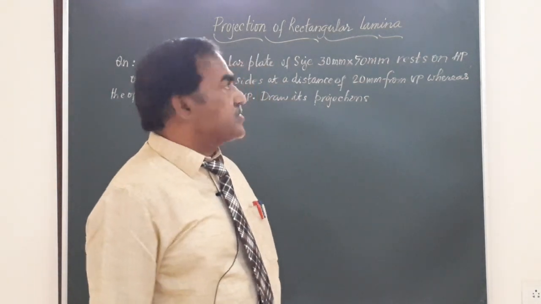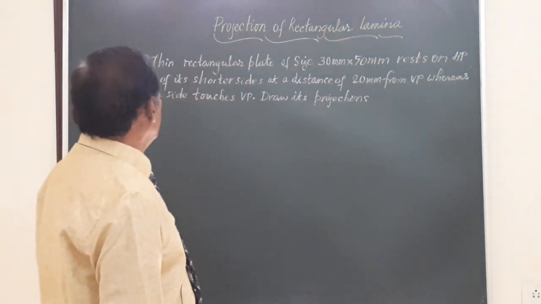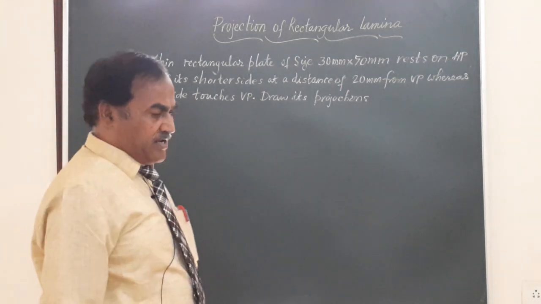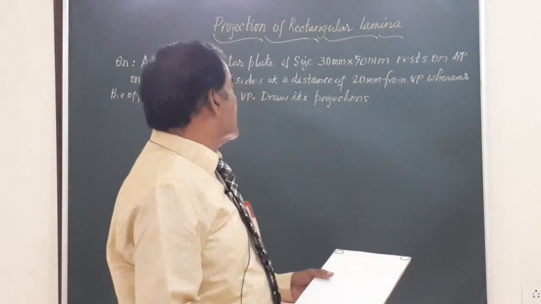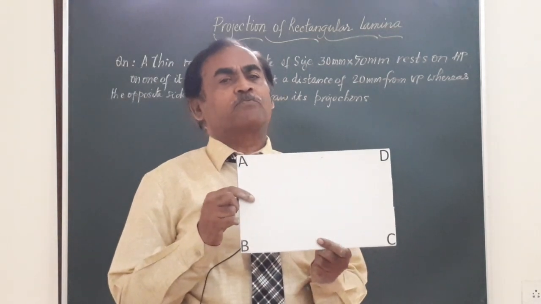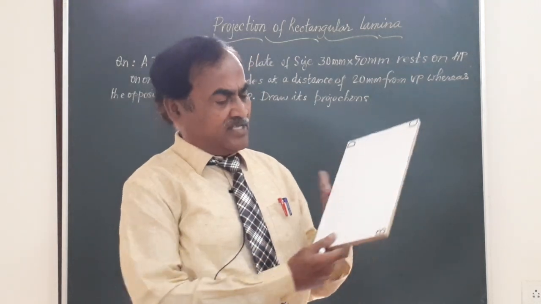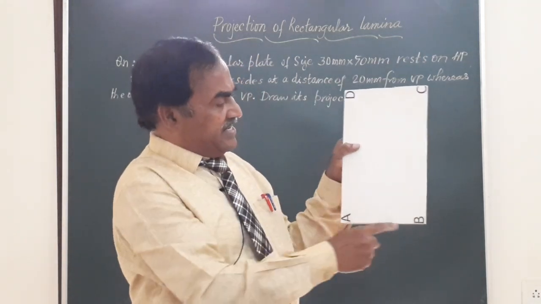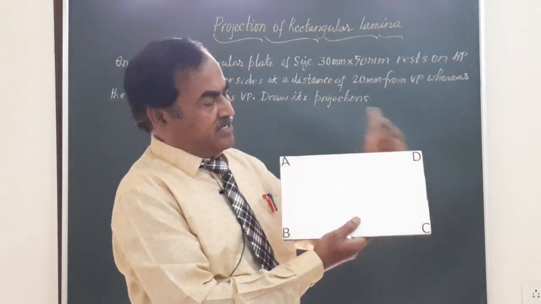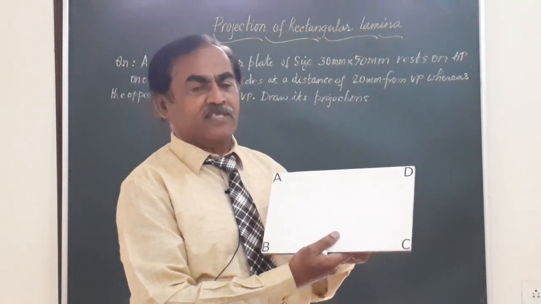Friends, in today's session, we are going to study the projection of a rectangular lamina having the dimensions 30 by 50. So, this is the lamina we have got, or a thin plate, which has got the longer sides AD and BC measuring 50 mm, the shorter edges AB and CD measuring 30 mm.